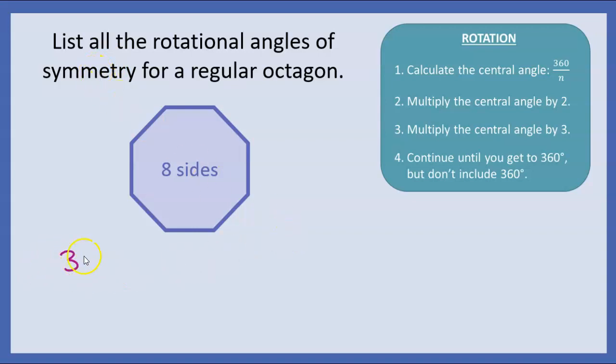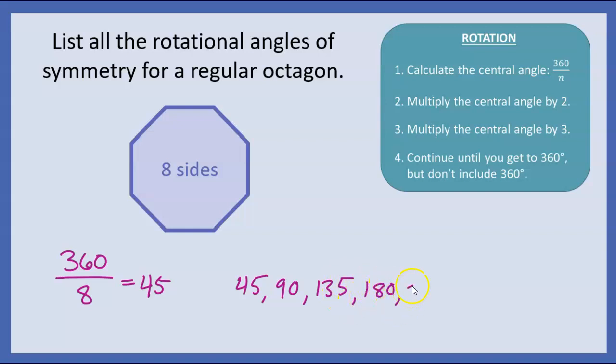So we're going to take the full 360 of a circle, divide it by 8. We get 45. We put that in our calculator. And then we add 45 a bunch of times. So we have 45, 90, 135, 180, 225, 270, 315, I believe, and 360. Oh, there's our 360. We don't include that one. So that is all the angles of rotational symmetry for a regular octagon.